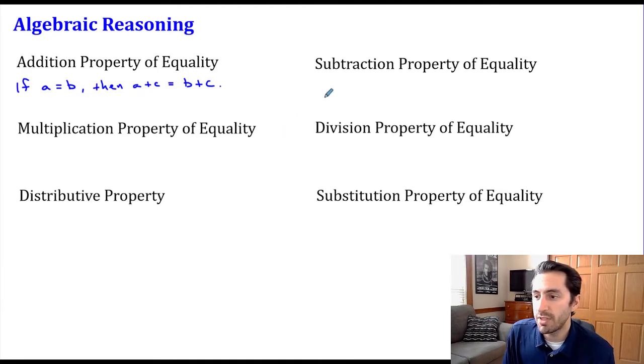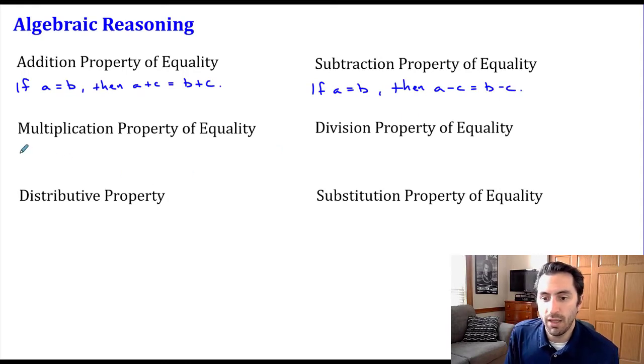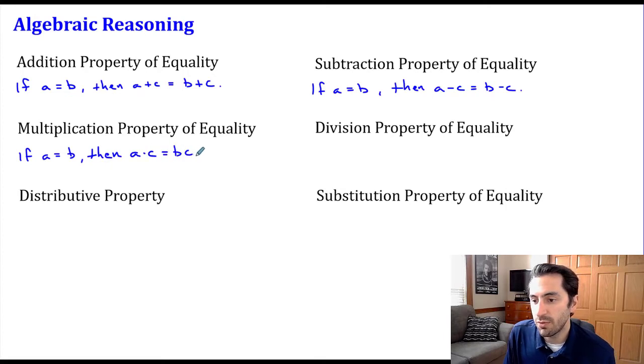The subtraction property says the same exact thing. If I start off with an equation, if A is equal to B, then I can subtract the same thing from both sides. It's the same logic here, just maintaining that equality. And multiplication and division, it's the same idea, but now we're using our other operations. With multiplication, we can multiply both sides by the same number. In division, we can divide both sides by the same number.